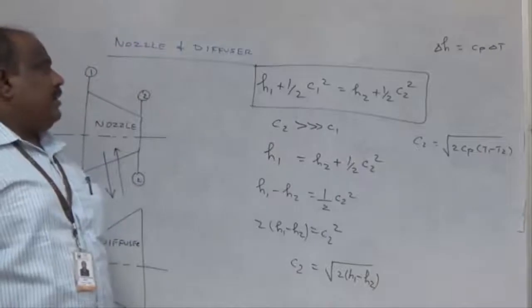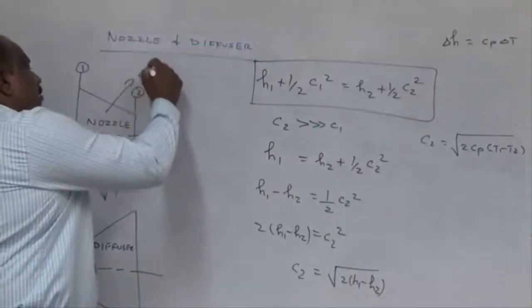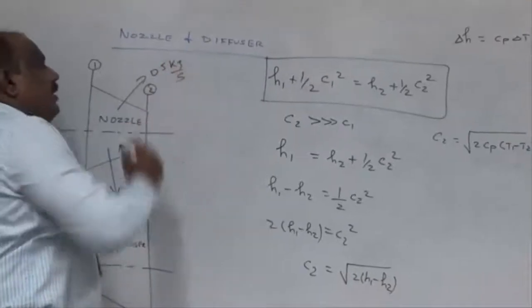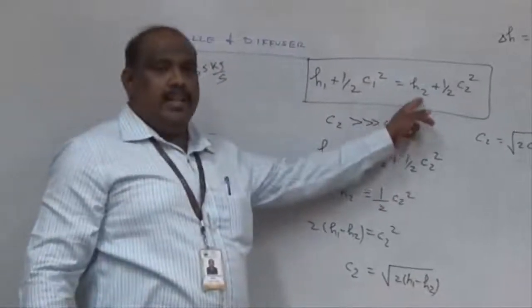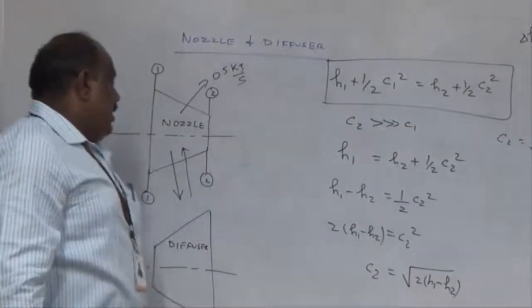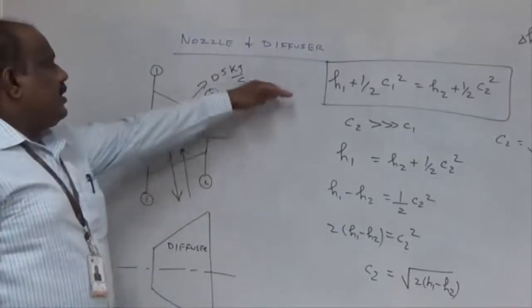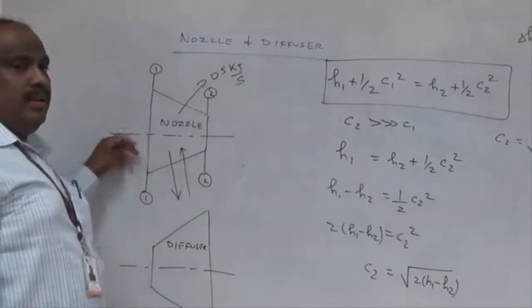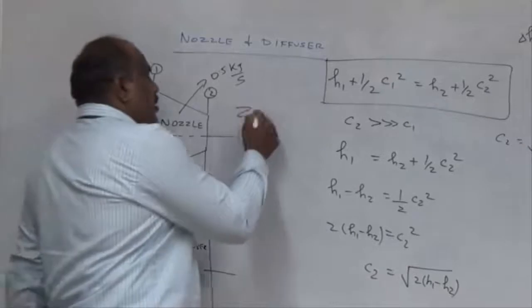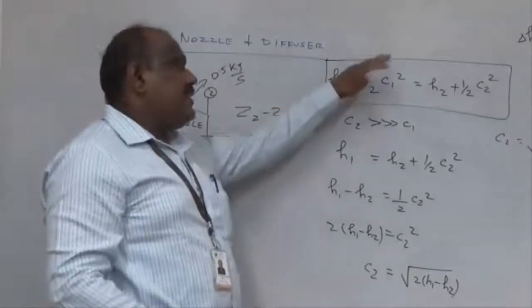Even if other parameters are not given, in your examination they may say there is a heat loss of 0.5 kilojoules per second. Then I can't make Q equal to 0. There you have to put the value of Q. In some problems, they will tell the nozzle is not horizontal, the nozzle is inclined such that Z2 is 3 meter above Z1. Then I have to put Z2 minus Z1 equal to 3. I can't neglect it. So what we derived is for the general case.